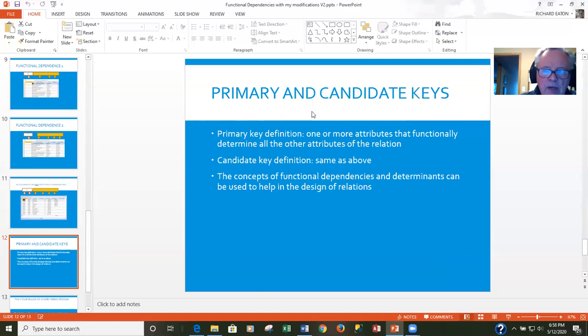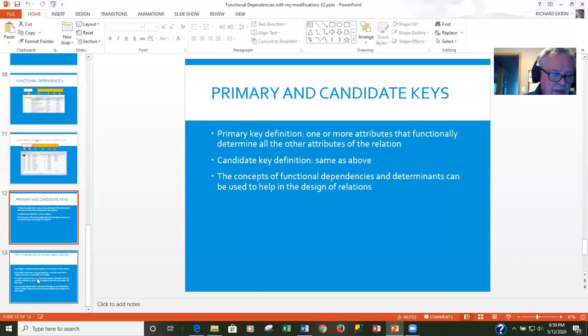Okay, primary and candidate keys. Primary key definition: 1 or more attributes that functionally determine all the other attributes in a relation. Candidate key definition is the same as the above. The concepts of functional dependence and determinants can be used to help in the design of relations.